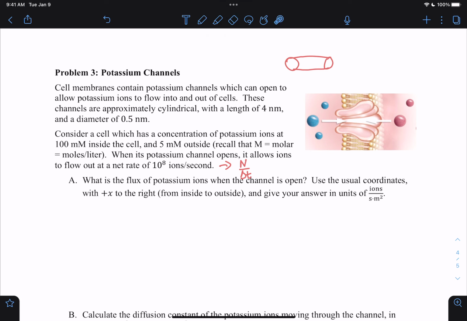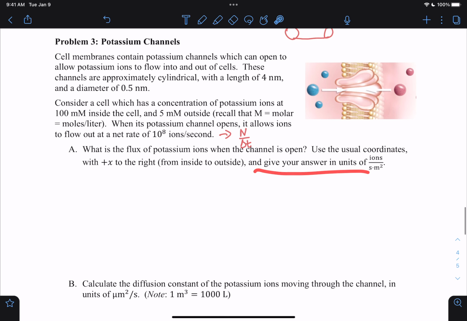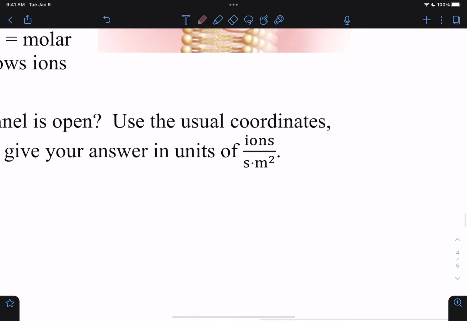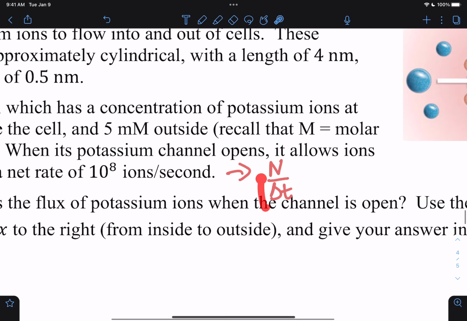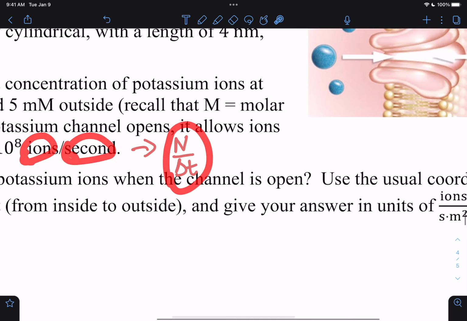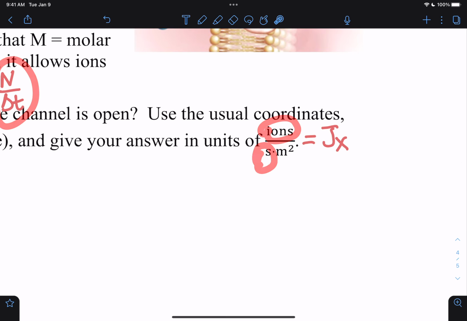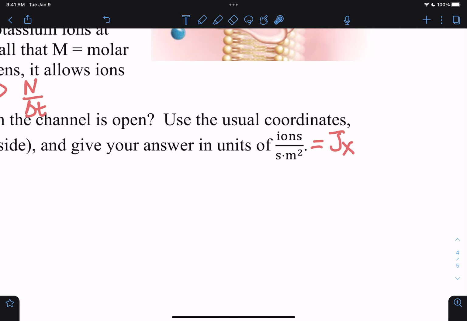Now for part A, they're asking us what is the flux of potassium ions when the channel is open. Use the usual coordinates with positive x to the right, and give your answer in units of ions per second times meter squared. So this here, you can see this is our flux, that's the Jx. You can think of this as literally being the same as our flow, the ions per second, but flow through a specific area. It has to be flow through a specific area.